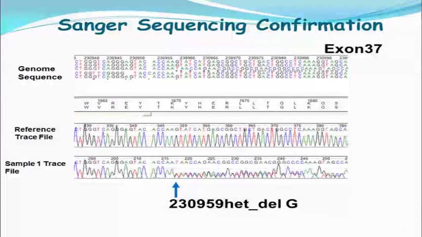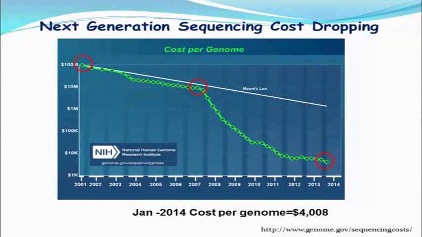And Sanger sequencing confirmation has been widely used in clinical laboratories for the variants, whether pathogenic mutations, variants of unknown significance, or even benign sequence variants, that have been detected by next generation sequencing. Any variants going to be included in the clinical report go through Sanger sequencing confirmation. Here is the sequence we saw previously, a deletion of G, and this has been Sanger confirmed.